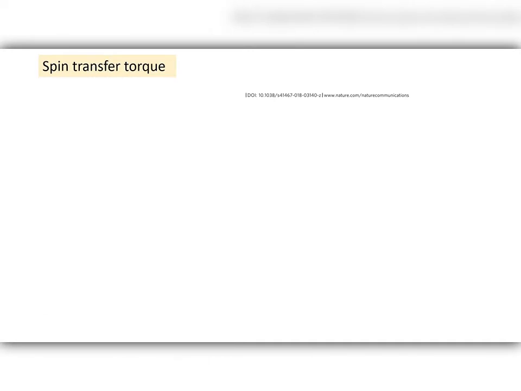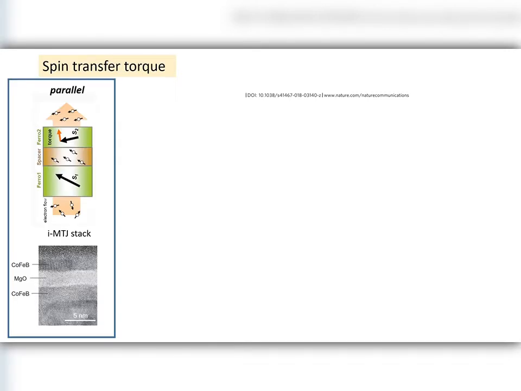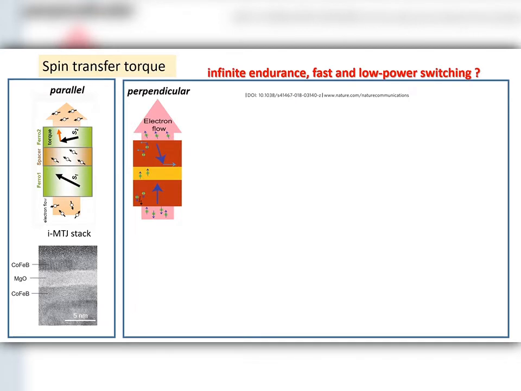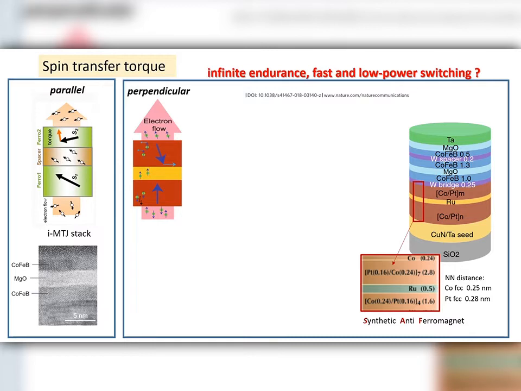Now let's have a look into the basic physics of spin transfer torque. The first version was the parallel one, where two relatively thick CoFeB layers were separated by a 2 nanometer thick MgO. In the meanwhile, the perpendicular version is preferred, where the electrons are flowing perpendicular to the plane and induce, due to spin transfer, a change in the magnetization. But it is very hard to produce layers which have an out-of-plane perpendicular magnetization. This can be realized in that way.